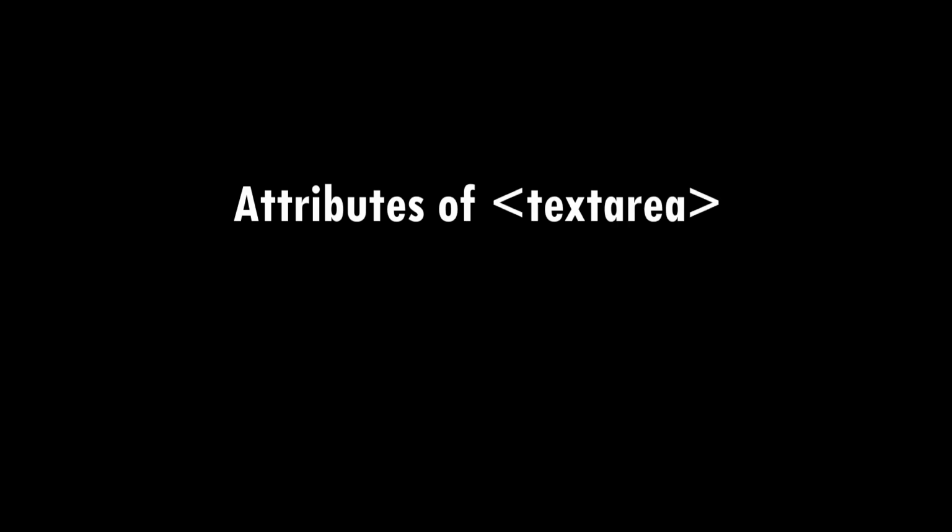Attributes of text area. Rows defines the number of visible text lines in the text area. Cols specifies the width of the text area in terms of the number of characters. This determines how wide the text area appears on the screen.